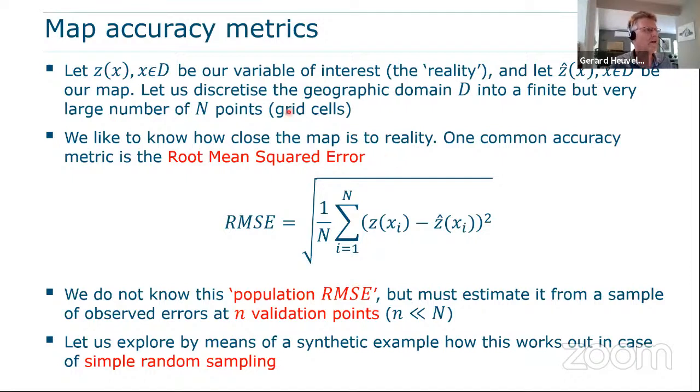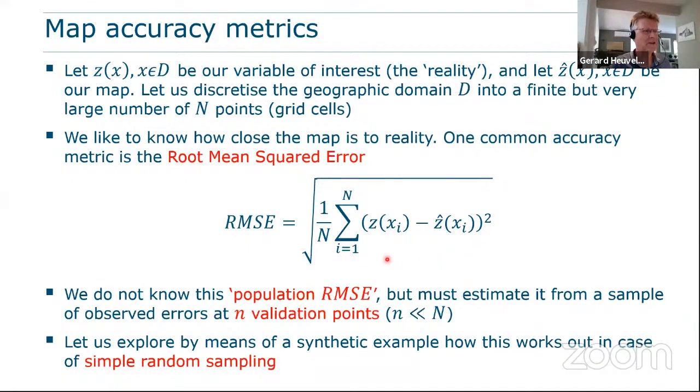Basically, we have a variable of interest, z, which is a function of location x. x is some location in our geographic domain D. Let that be our variable of interest, and let's call that the reality. But we don't know that reality. We have actually made a map of that reality, z hat. And the map is available to us everywhere because that's what we've got. And we would like to know how accurate that map is. How close is it to the reality?